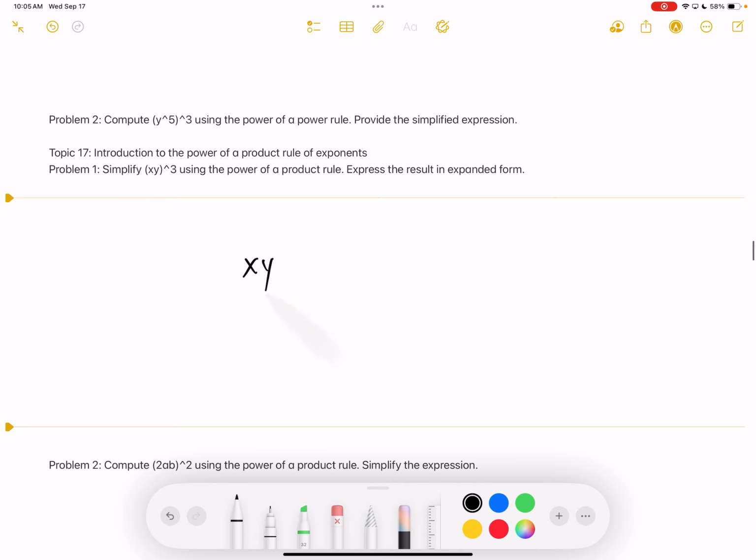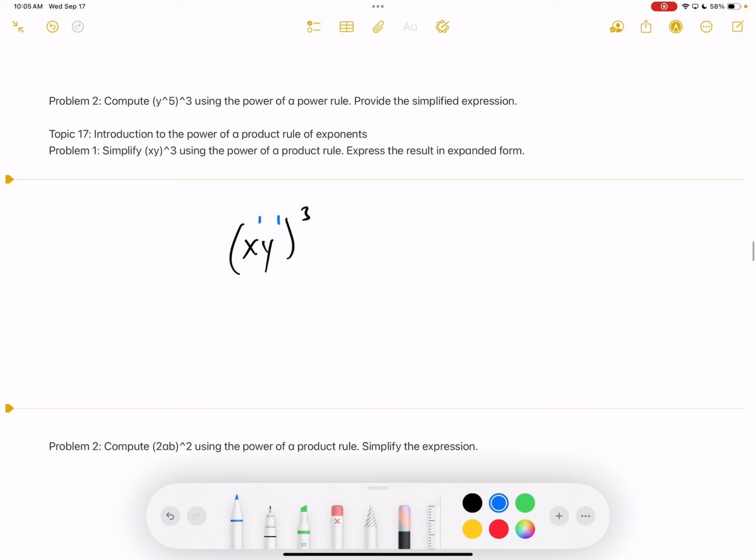On this one, xy cubed. All right, this one's a little bit tricky because these have an exponent of 1. It's not written, but they do have an exponent. I have to take both of those things times 3. Okay? So I am doing 3 times 1 would be x cubed, and 3 times 1 would be y cubed.